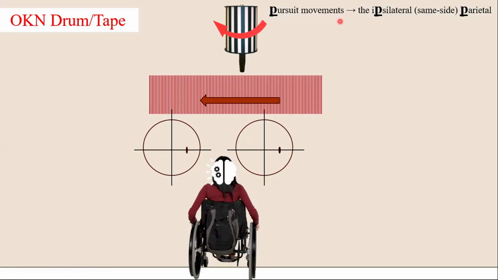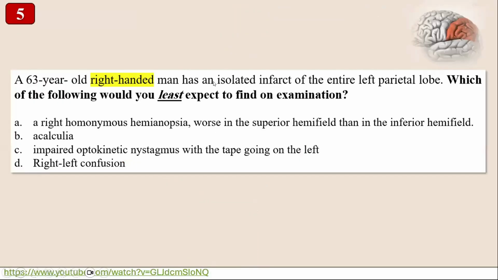Pursuit movements are controlled by the ipsilateral parietal lobe. And that's why I inserted these vectors. So we need the left parietal lobe. So if we have a lesion in the left parietal lobe, this smooth pursuit movement will be affected. We call it impaired. Okay. That's why in our case, because the patient has a left parietal lobe lesion, we also have impaired optic kinetic nystagmus with the tape moving to the left.